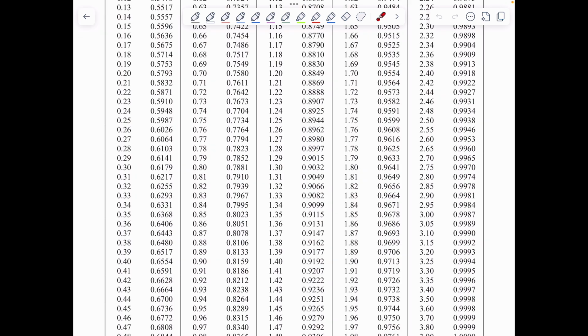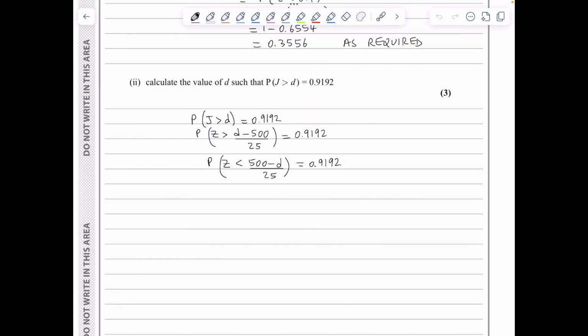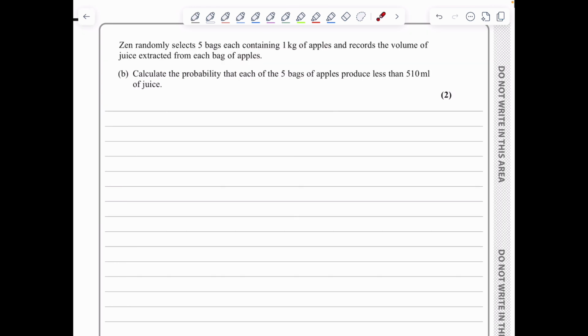And going to the big table of values, looking into the probabilities for 0.9192, we read off the Z score of 1.40, which means that 500 minus D over 25 is equal to 1.40. If we cross multiply, we get 500 minus D being equal to 35, and therefore D turns out to be 465.